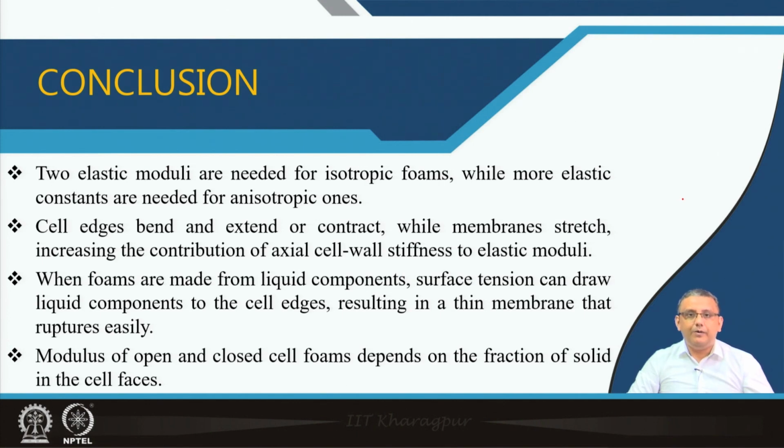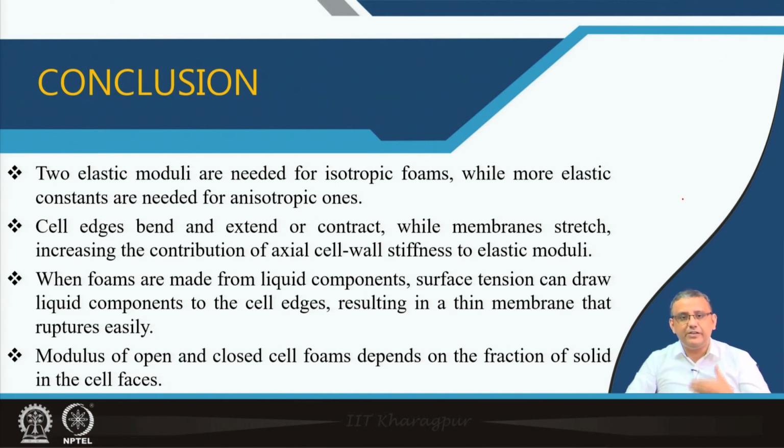So, to conclude today's lecture, we have learned that two elastic moduli are needed for isotropic forms, and if the foam is non-isotropic in nature, that means if the cells are not the same in all directions, then we need more elastic constants. As we deform a cellular solid, we have bending of the cell edges, and if it is a closed cell form, we also have the membranes, which stretch, and because of that the contribution to the strength and stiffness of the foam will increase.